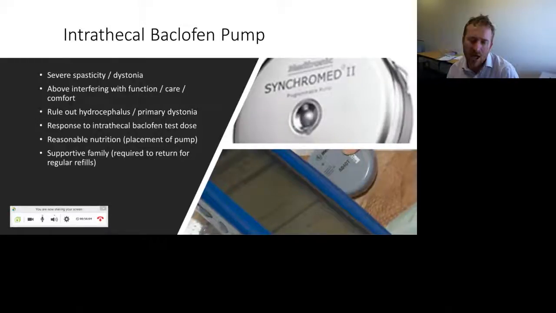We go through a screening process before this is performed, including ruling out reversible causes of worsening spasticity, including hydrocephalus, and making sure there aren't other conditions that might be better treated through different strategies. We use a lumbar puncture and an intrathecal baclofen test dose as a way of screening children who might benefit from this procedure. They also have to have reasonable nutrition.